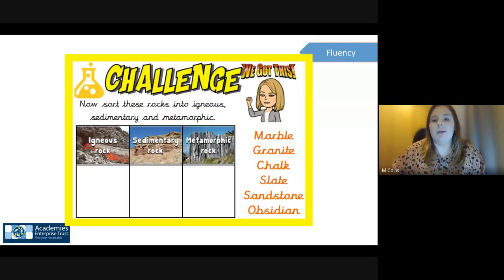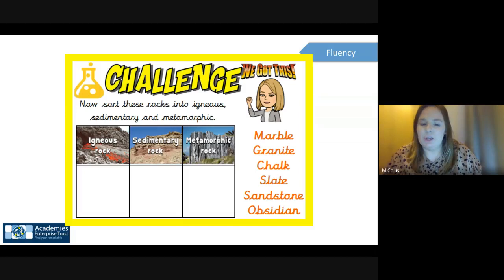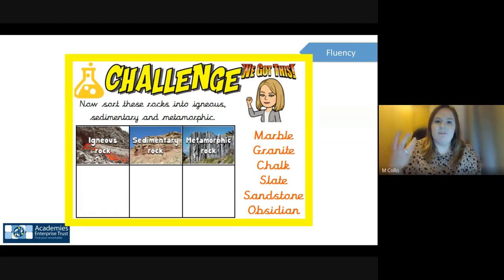After that, you then have a challenge. I want you to sort these rocks into igneous, sedimentary, and metamorphic. So go back to the first few slides and look at which ones are igneous and sedimentary and then metamorphic. The way I remember igneous reminds me of the word ignite. It reminds me of flame. So I think of a volcano erupting.